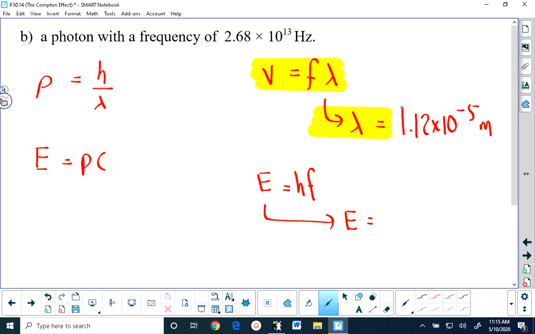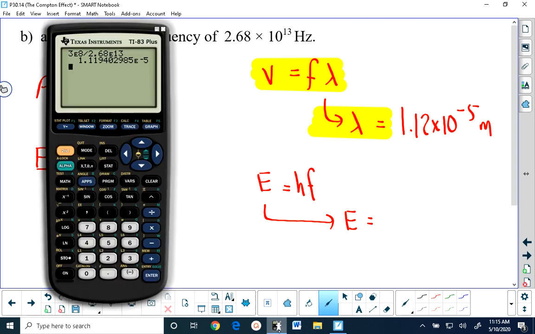And then if I were to use the first formula to calculate the momentum, I would have to take Planck's constant and divide by that wavelength. And I get 5.92 multiplied by 10 to the negative 29.